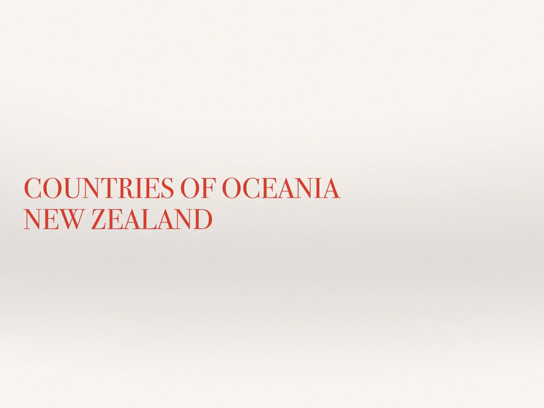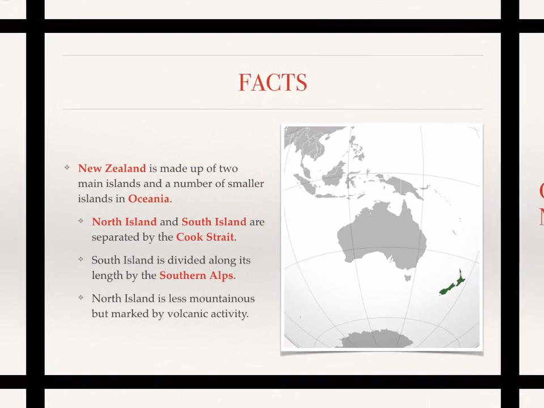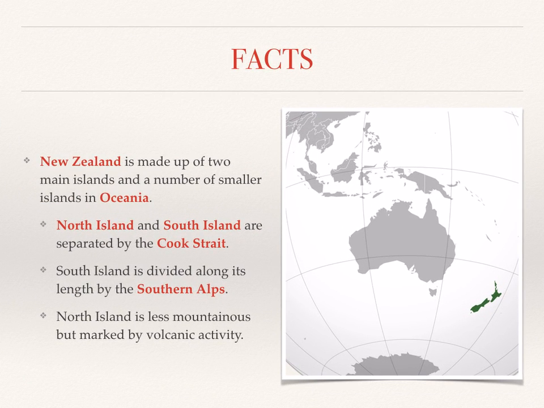Countries of Oceania, New Zealand. Facts. New Zealand is made up of 2 main islands and some smaller islands nearby. The 2 islands are named North Island and South Island. It's pretty easy to remember. They're separated by the Cook Strait. South Island is divided along its spine by the Southern Alps. North Island is less mountainous, but it's marked by some volcanic activity.